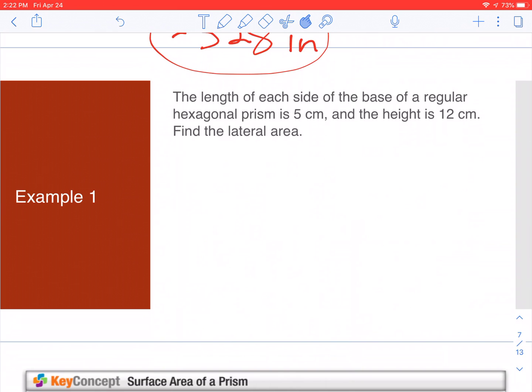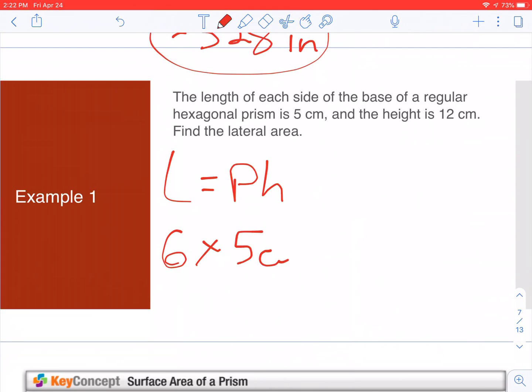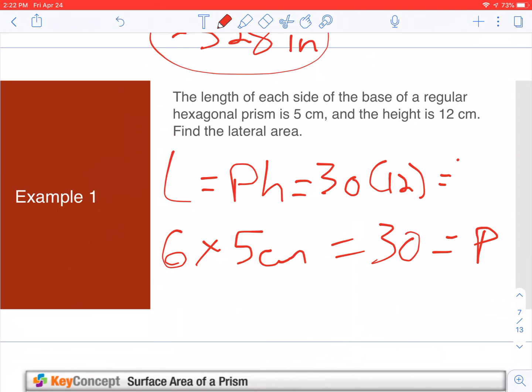Okay, here's another one. A hexagon is 6 sides, 5 centimeters per side, equals 30. That's the perimeter. Height is 12. So 30 times 12 equals 360. In this case, it's square centimeters.